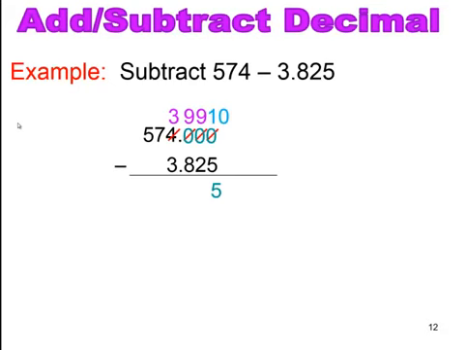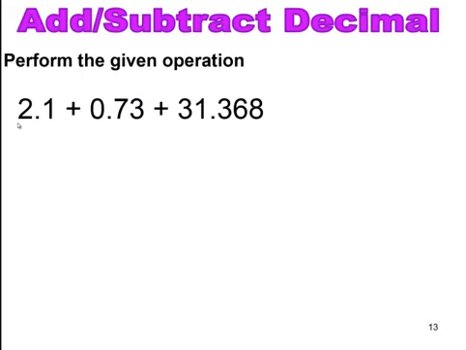So I end up having the 10 minus 5 is 5. 9 minus 2 is 7. 9 minus 8 is 1. I'm bringing down that decimal. And then 3 minus 3 is 0. And the 7 and the 5. Pause and try.